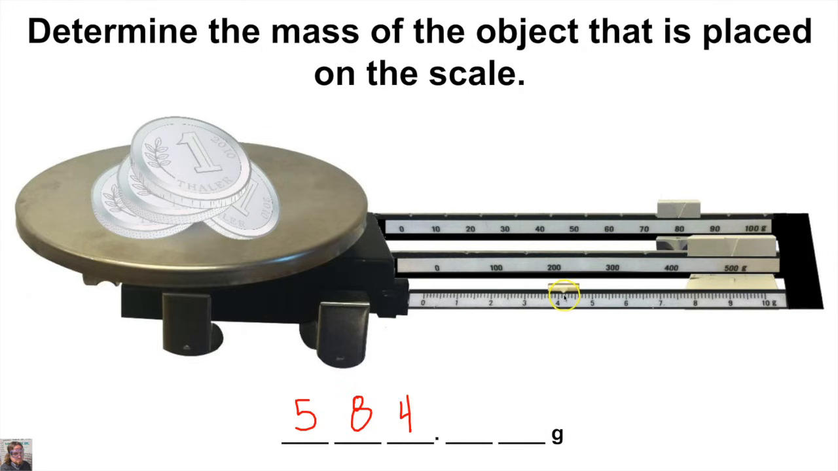And if we take a really close look, we can see that this slider is beyond the 0.1, so not quite the 0.2, so 584.1, and now we have to estimate where this is right here, and we'll go ahead and call this 584.12 grams. So that is how we're going to take measurements of mass. Let's now learn how we're going to take measurements of volume.